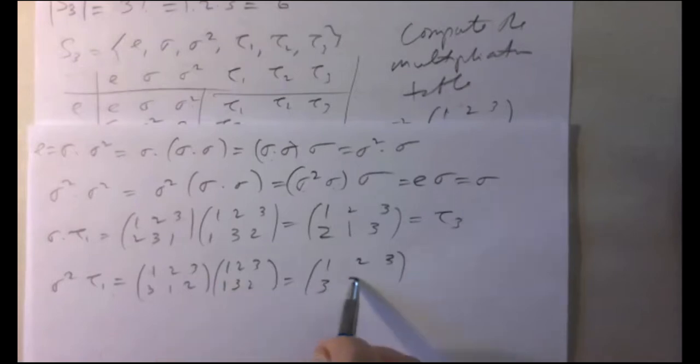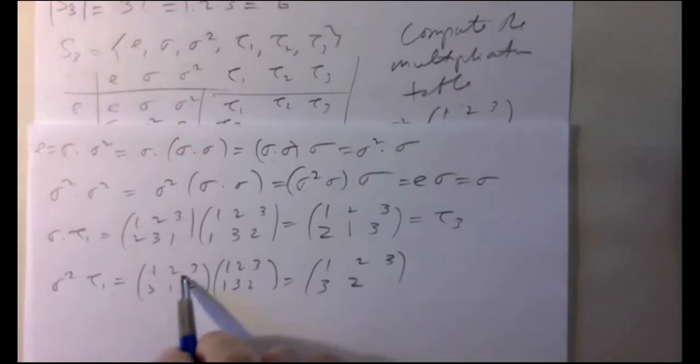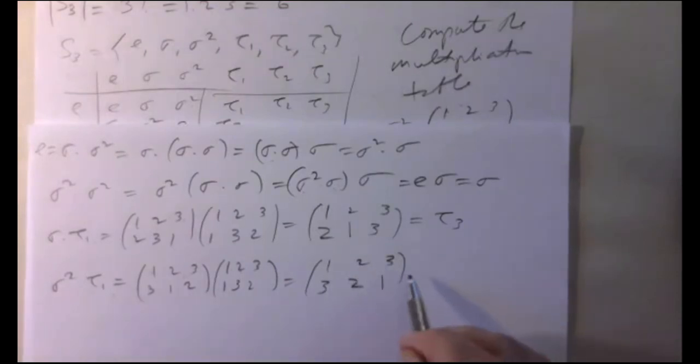So for sigma squared tau 1, you apply tau 1 first. 1 goes to 1 and then to 3. 2 goes to 3, 3 goes to 2 and then to 1. So sigma squared tau 1 fixes 2 and interchanges 1 and 3. So that's tau 2. So sigma squared tau 1 is tau 2.